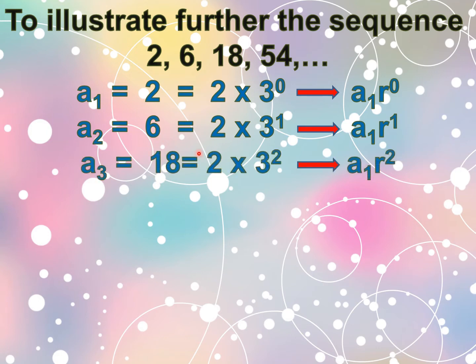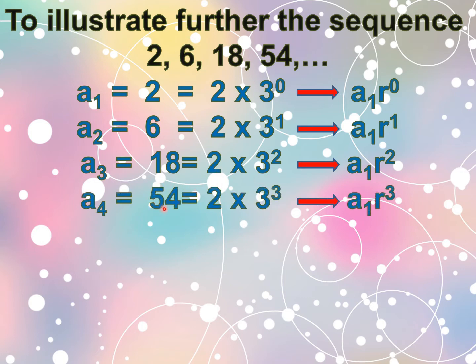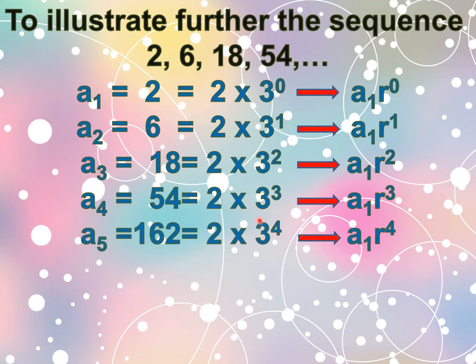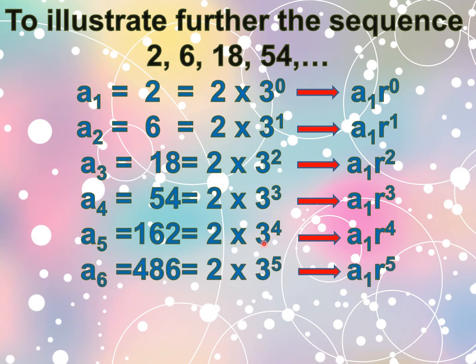Yung third term naman, na 18, naging dalawa na yung exponent ng ating common ratio. So, 3 times 3 is 9, times 2 is 18. Sa fourth term na 54, naging 3 na ang ating exponent. So, 3 times 3 is 9. 9 times 3 is 27. Then, 27 times 2 is equal to 54. And then, sa fifth term, nadagdagan ulit ng isang exponent yung 3, kaya naging 162. At ang sixth term, nadagdagan ulit ng isa pang exponent yung common ratio na 3, kaya naging raised to 5.